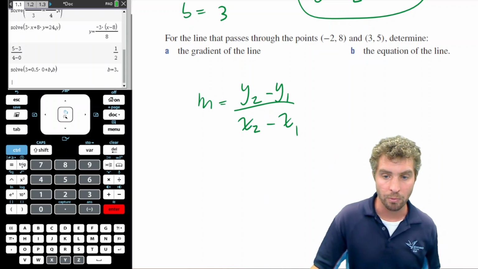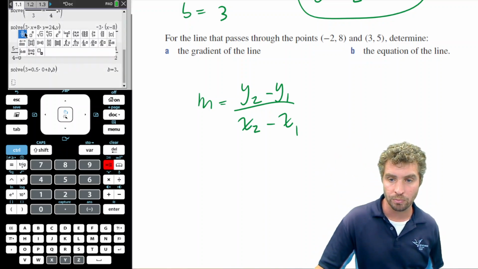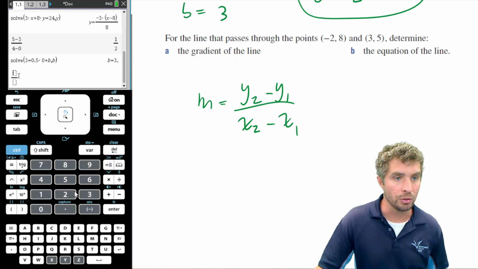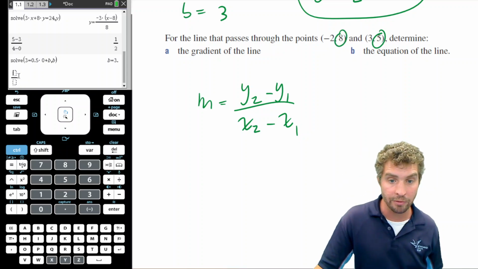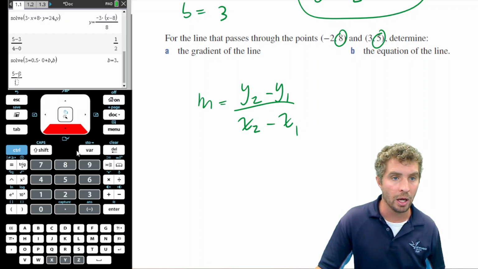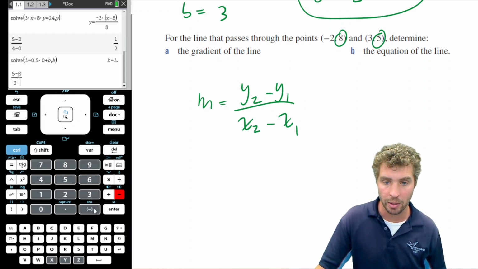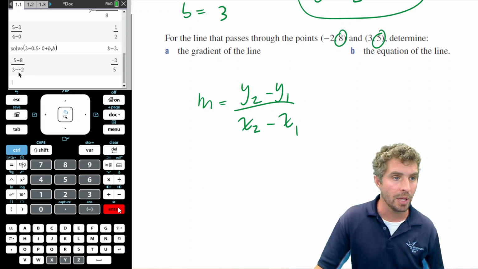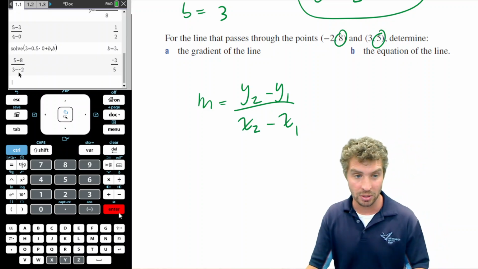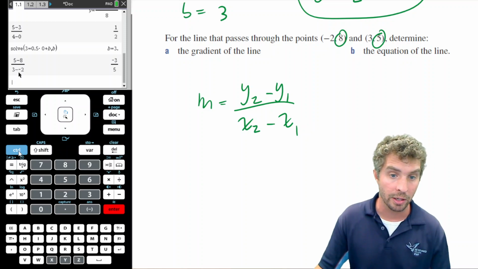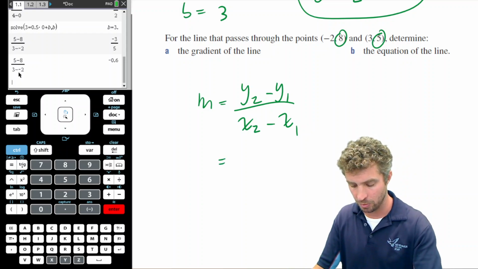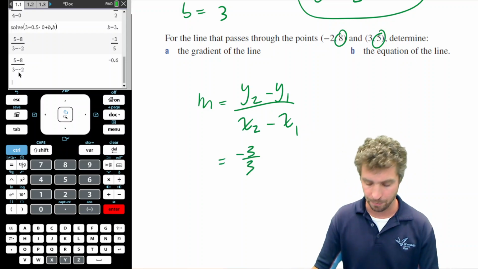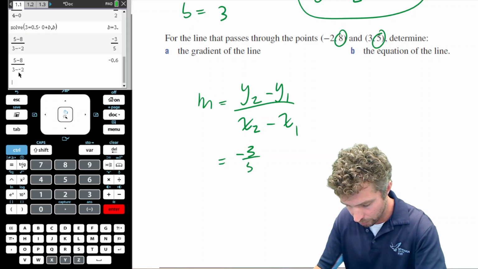Okay, and we'll do that in our calculator. So we'll make a fraction, and we will do the y2 minus y1, so 5 take away 8, over the 3 take away negative 2. 3 take away negative 2 in the calculator, and that equals negative 3/5. You can just leave it as a fraction. If you'd like to know how to convert to a decimal, it's just Control Enter, and that gives you the decimal, but I'm just going to leave it as negative 3/5.